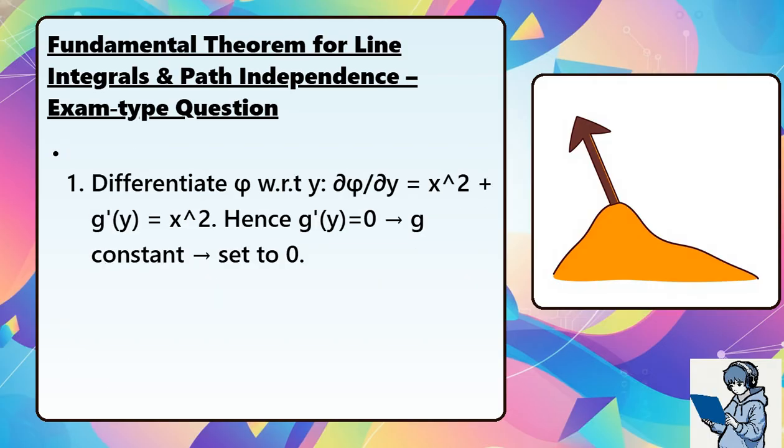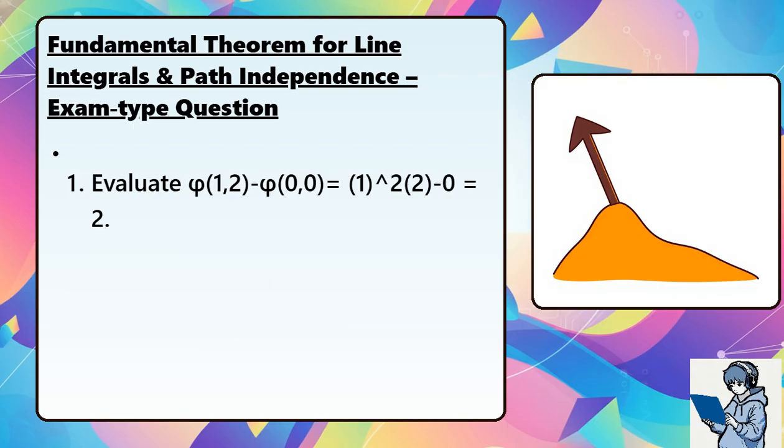Step 3. Differentiate phi with respect to y. The partial derivative of phi with respect to y is x squared plus g prime of y, which must equal x squared. Hence g prime of y equals 0, so g is a constant, which we can set to 0. Step 4. The potential is phi of x, y equals x squared y. Step 5. Evaluate phi at (1, 2) minus phi at (0, 0). That is 1 squared times 2 minus 0, which equals 2.